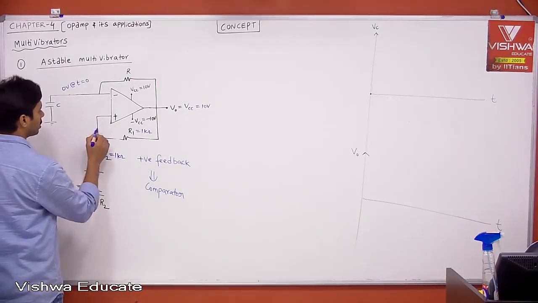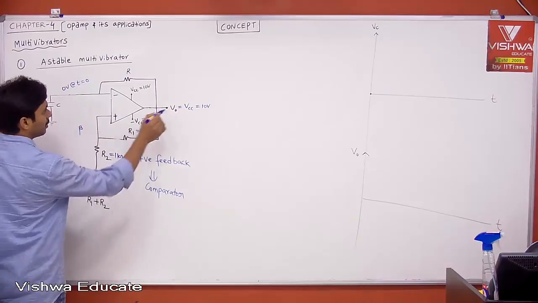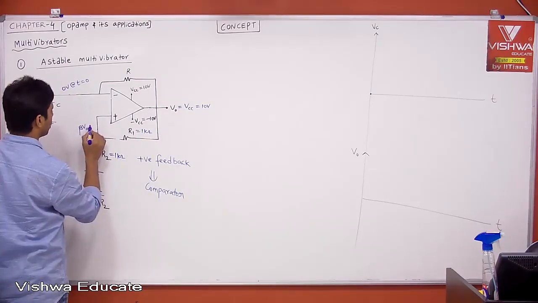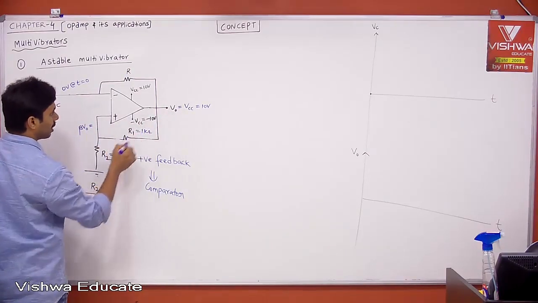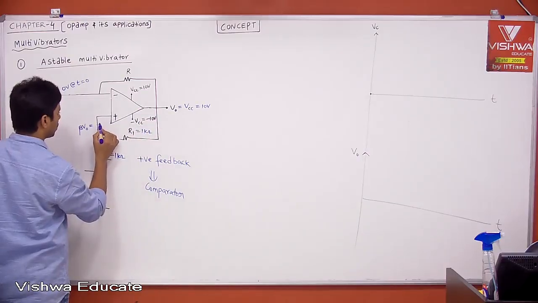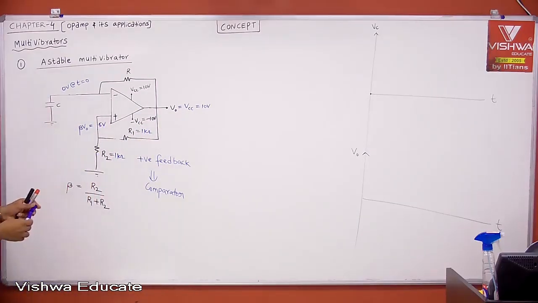Then tell me what is this voltage? Now this is nothing but beta into V0, when V0 is equal to VCC. Therefore, what is beta into V0? Beta into V0 is nothing but 1K by 1K plus 1K, into 10. Therefore, this is 5 volt.